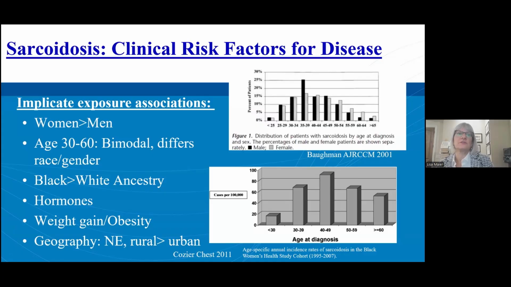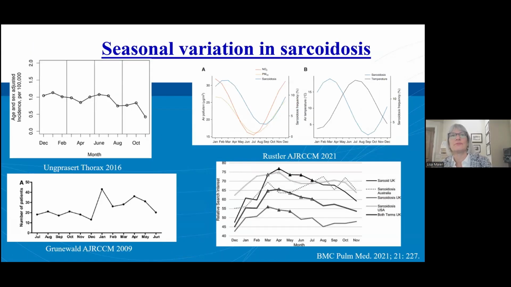There are geographic differences. If you grew up in the Northeast or live there now, you have a much greater risk of sarcoidosis, and if you live in a rural versus an urban setting, again, that implicates exposures. There have long been known seasonal variations in sarcoidosis, and I'm showing you some studies from across the globe and across the timeline here. This is a group out of the Karolinska. Sweden has been known to have a very high rate of a certain type of sarcoidosis, and they have always found this increase in the springtime.